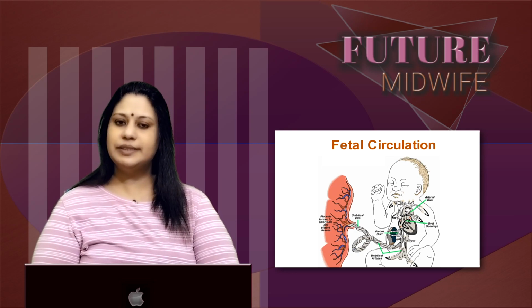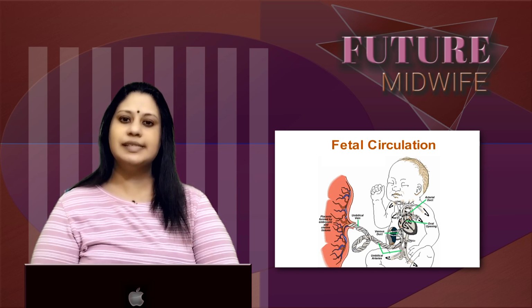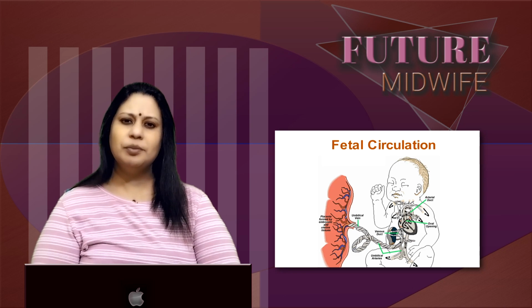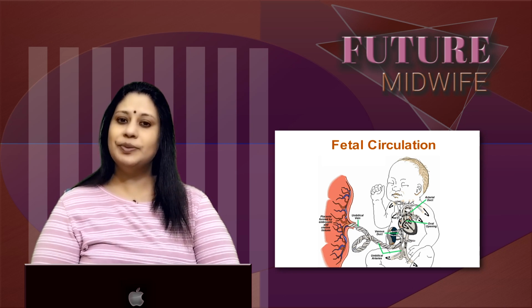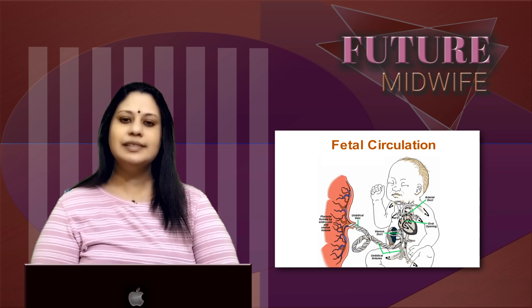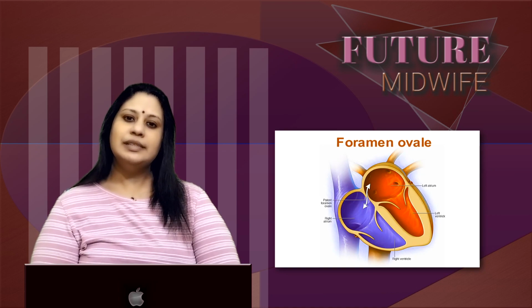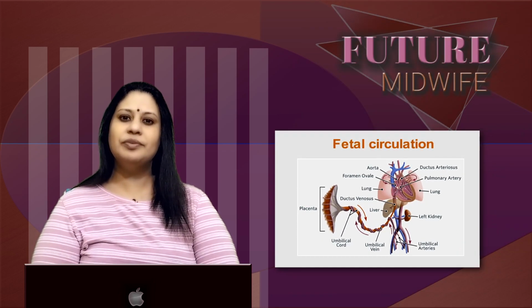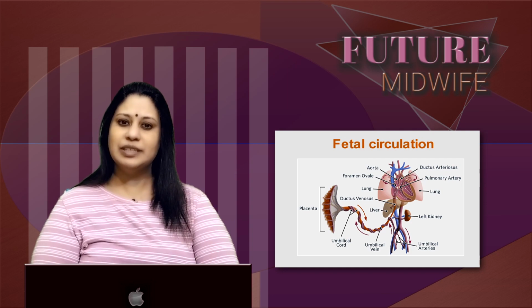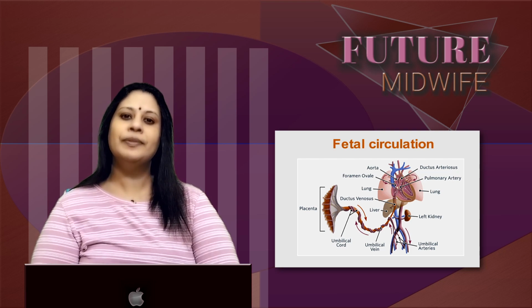Fetal circulation is extremely different from adult circulation. The structures and organs are the same during intrauterine life, but some organs are inactive during fetal life, especially the lungs and liver. Heart structure is the same, but during intrauterine life we have an additional structure called the foramen ovale. So the placenta performs all the functions during intrauterine life, especially nourishment, gas exchange and waste disposal. These can be performed with the help of placental vessels.